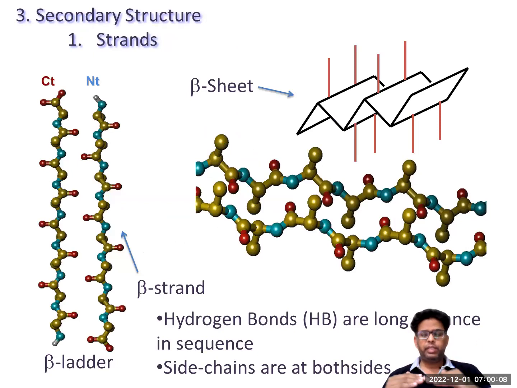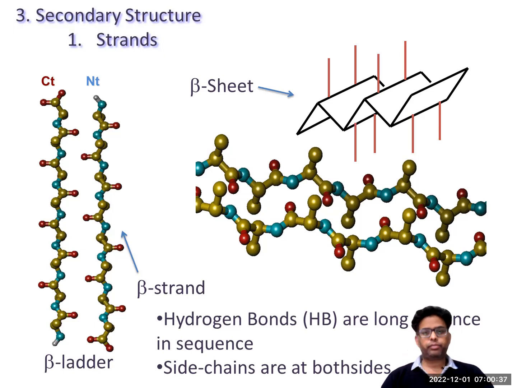What is the beta sheet? Suppose there are atoms 1, 2, 3, 4, and they interact with far away atoms: 1 with 15, 2 with 16, 3 with 17, 4 with 18. If they interact in this fashion, they form a sheet-like structure, one sheet, another sheet. If both sheets are in the same orientation, it is called a parallel sheet. If they are in opposite orientation, it is called an anti-parallel sheet. Such interaction is called beta sheet.